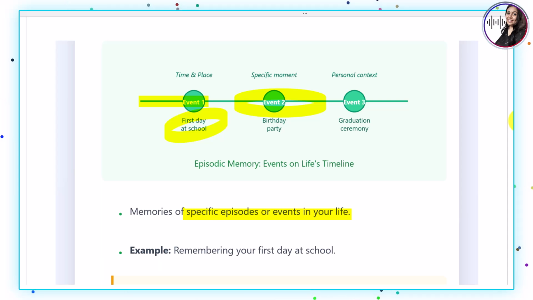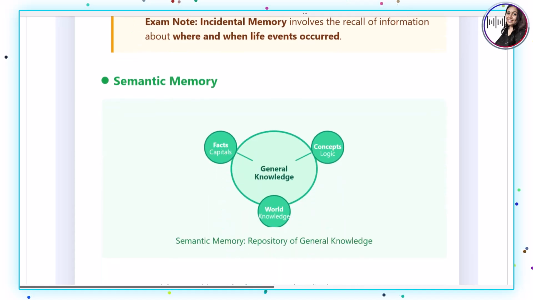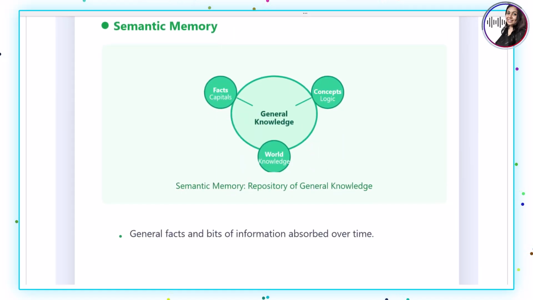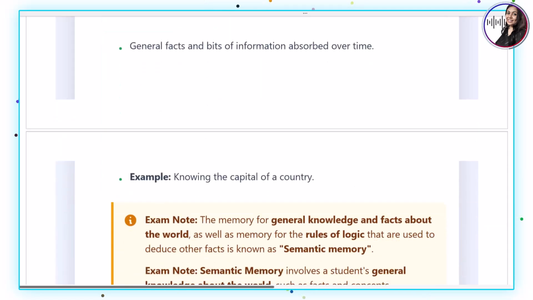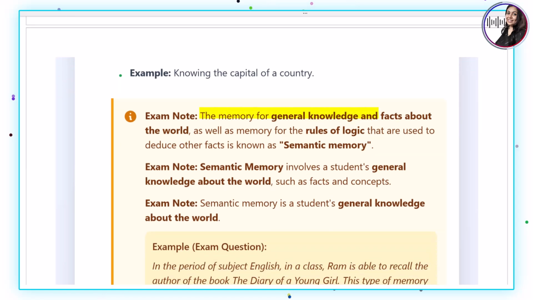The second major subtype of declarative memory is semantic memory. Semantic memory stores general knowledge and facts that we acquire over time, independent of personal experience. Knowing the capital of a country or understanding scientific concepts are examples of semantic memory. According to exam-tested definitions, semantic memory refers to memory for general knowledge about the world and the rules of logic used to deduce other facts. It also includes a student's overall understanding of concepts and factual information. In simple terms, semantic memory represents a student's general knowledge about the world, a statement that has been repeatedly asked in exams.